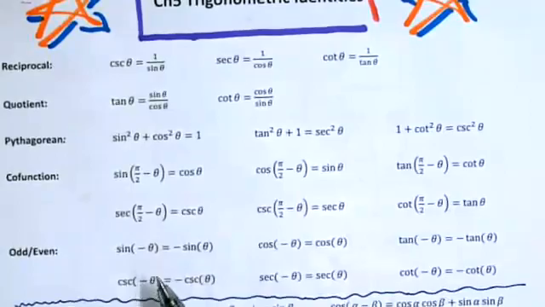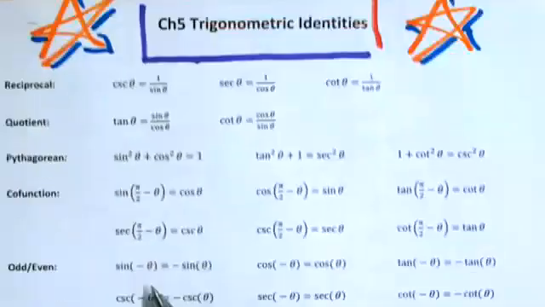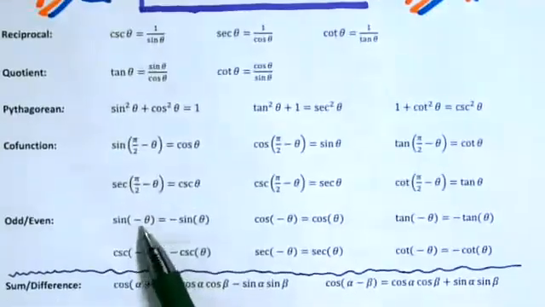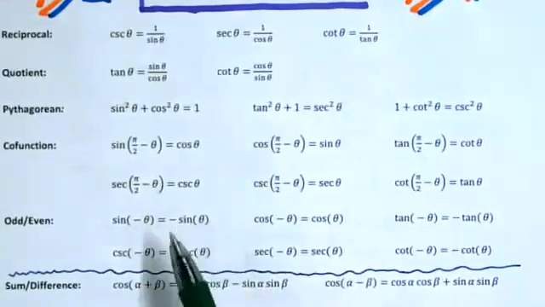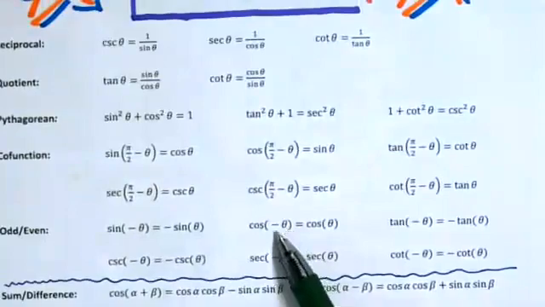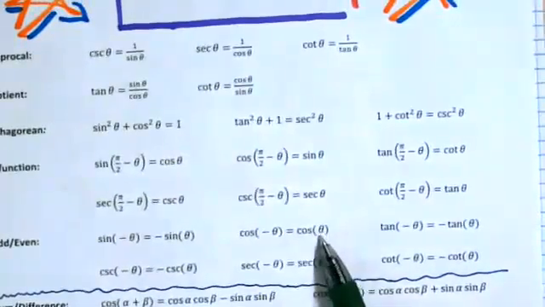Because I know what odd and even are, right? I know that odd means that if I put in a negative input, I get the same thing as the original with a negative out in front. I know that even means if I put in a negative input, I get the original thing without a negative in front.